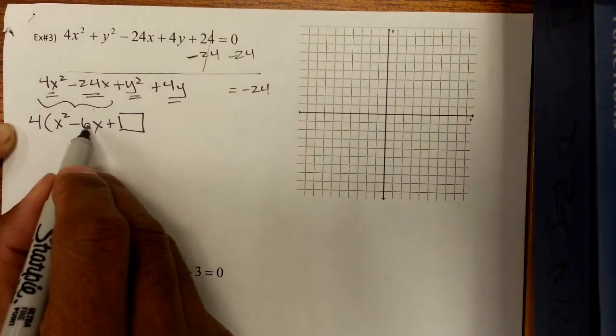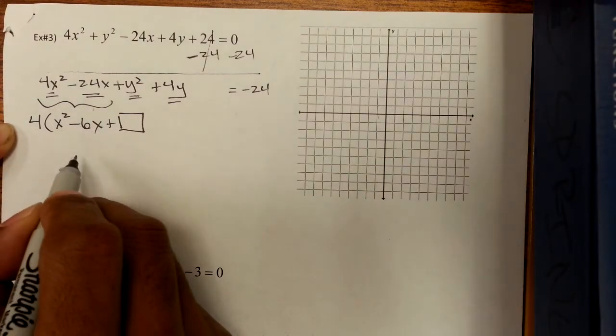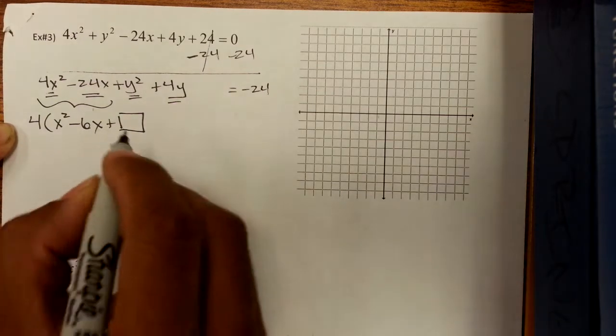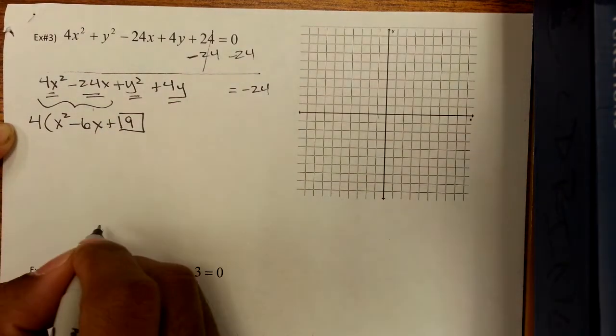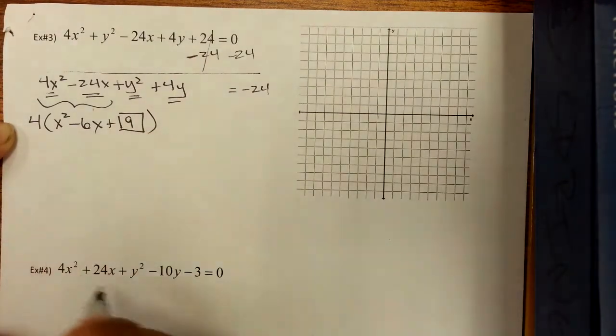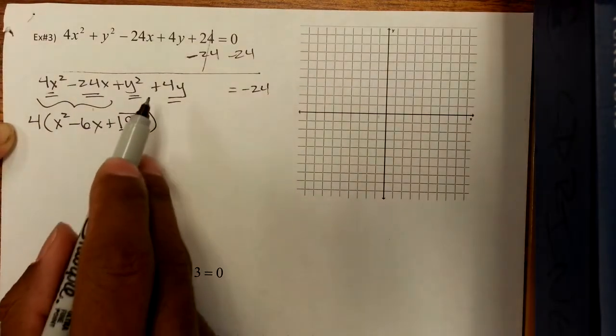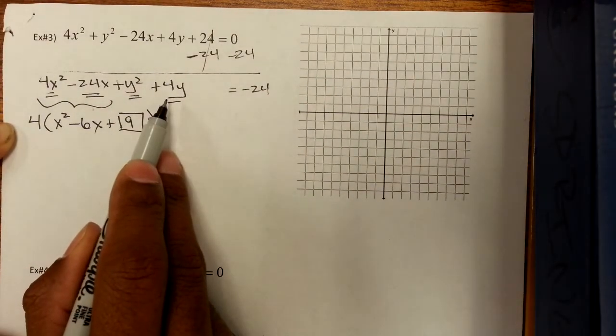I'm going to use negative 6 as my b value. Negative 6 divided by 2 is 3. 3 squared is 9. So my special number for my x's is 9. So there's my x's. Now what I'm going to have to do is I'm going to have to complete the square again with now my y values.